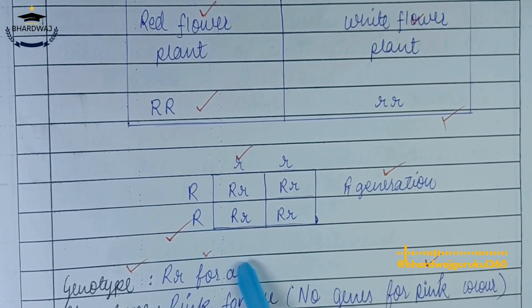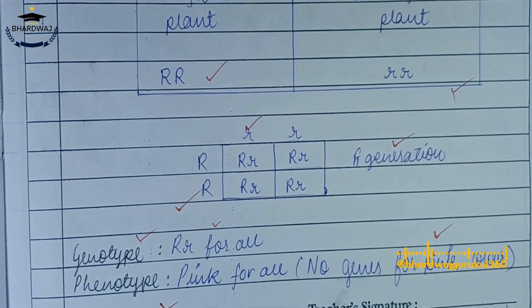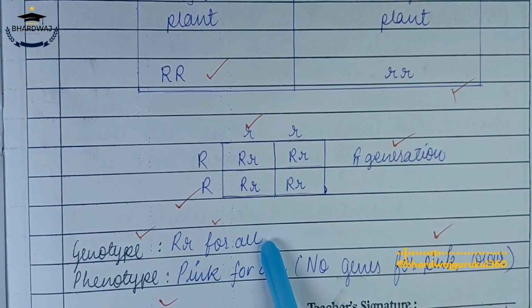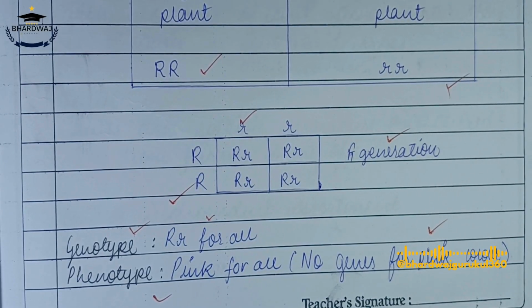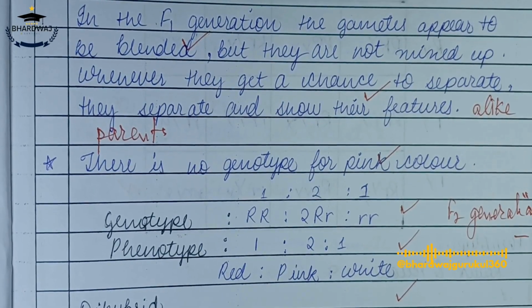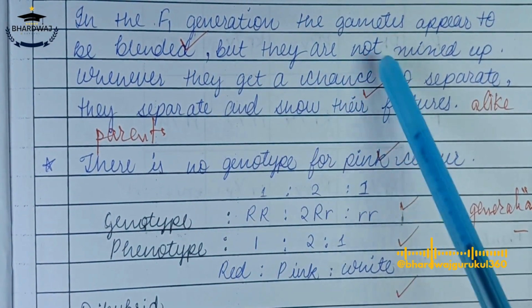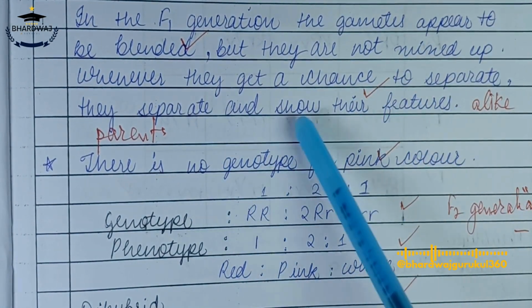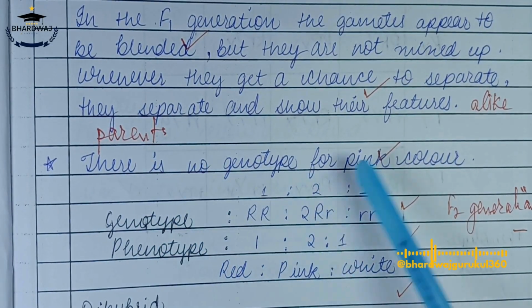If we make the Punnett square, we get the F1 generation as capital R and small r for all. So the genotype will be capital R and small r for all, but the color, that is the phenotype, will be pink for all, no red color. In the F1 generation, the gametes appear to be blended, but they are not mixed up. Whenever they get a chance to separate, they separate and show their features like their parents. There is no genotype for pink color.